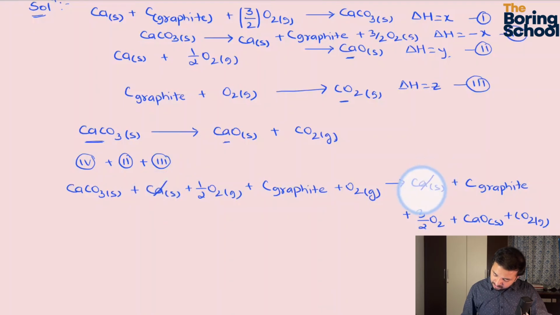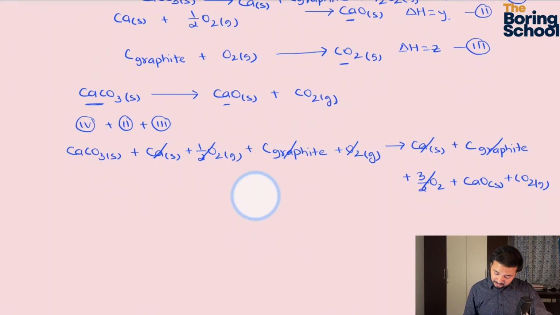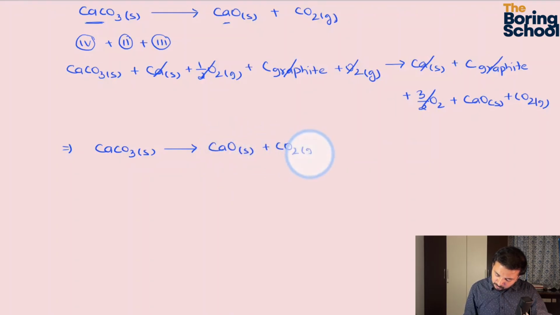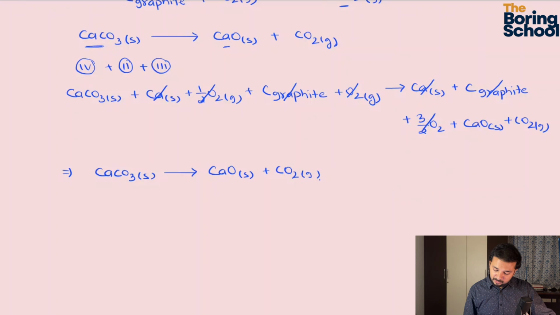Now see, calcium solid cancelled out. O2 plus 1 by 2 O2 will become 3 by 2 O2. This is also cancelled out. Carbon graphite cancelled out. So ultimately it has become CaCO3 solid is giving us calcium oxide solid plus CO2 gas. Now this only was our desired equation. So we are getting the desired equation by adding 4 plus 2 plus 3.